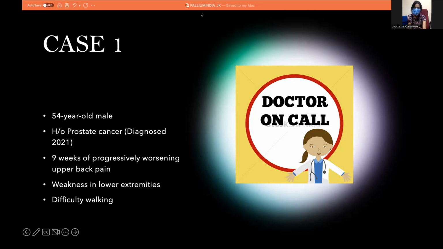If you can put in chat, what will be the first thing in an oncological setting that will come to your mind when you see this patient? No, the diagnosis. It's already a known case of malignancy.